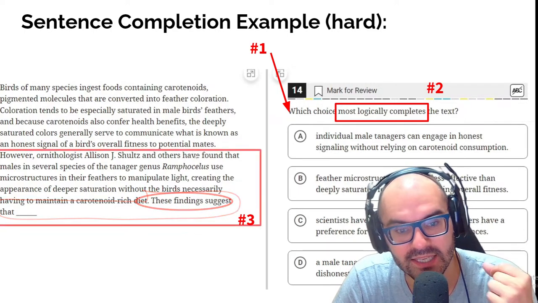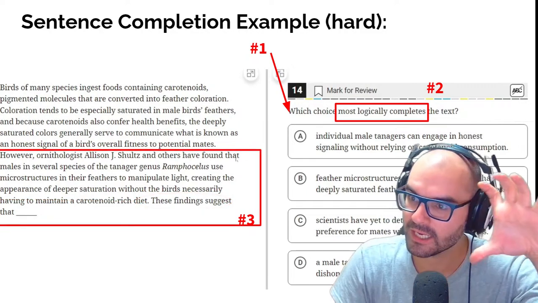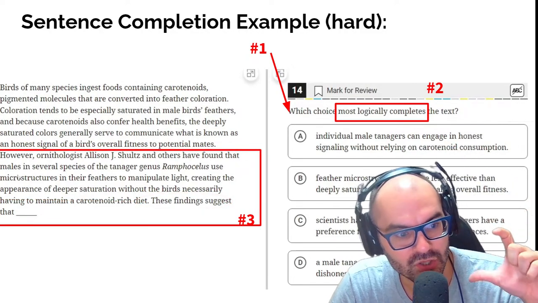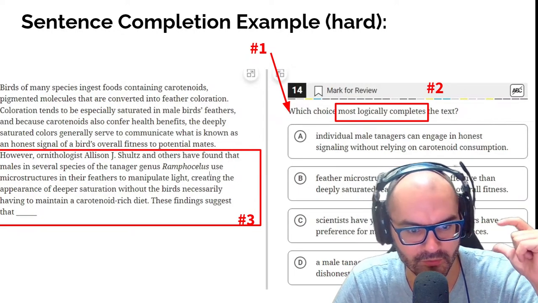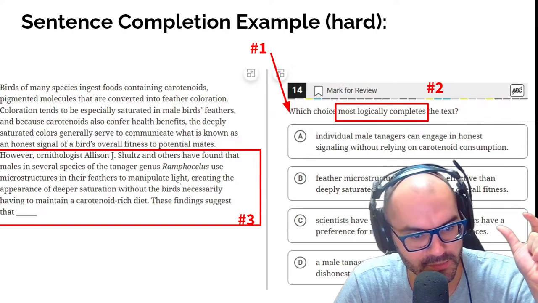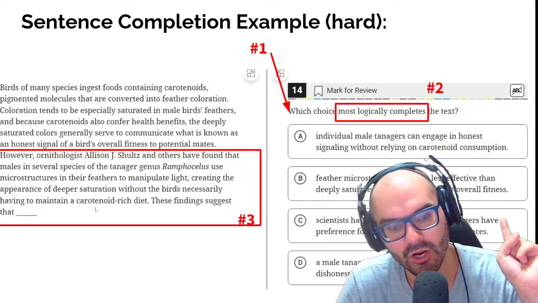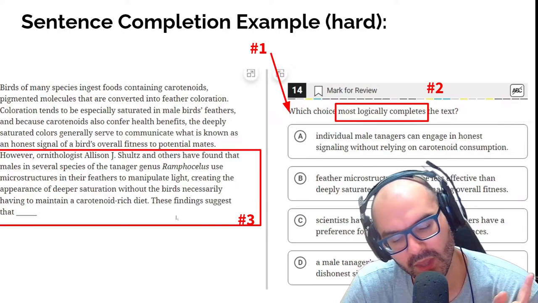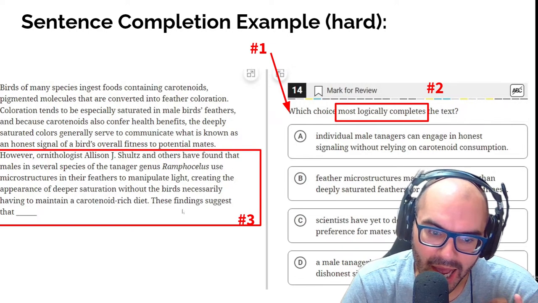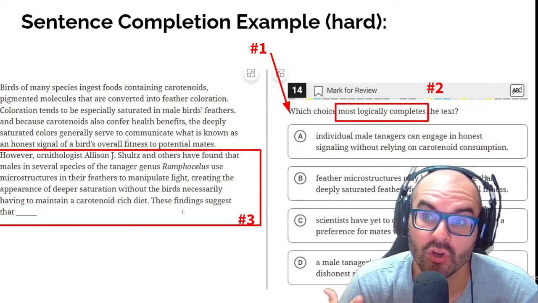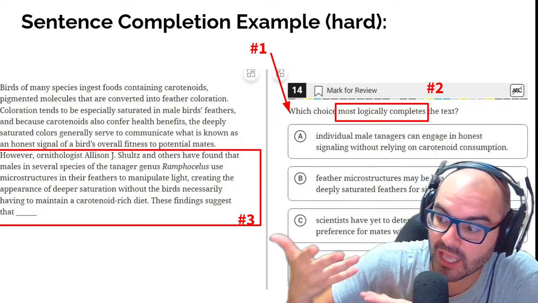I see "these findings suggest," and I see the word "found" up here. So I'm going to expand my reading up until this part. Ornithologists Allison J. Schultz and others have found that males in several species of the tanager genus Ramphocelus use microstructures in their feathers to manipulate light, creating the appearance of deeper saturation without the birds necessarily having to maintain a carotenoid-rich diet. Okay, so that's the findings. They have found that, right? So now I'm looking for a good logical conclusion to this finding, or what it suggests. What would be the next logical step here?